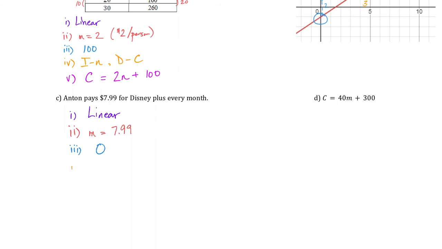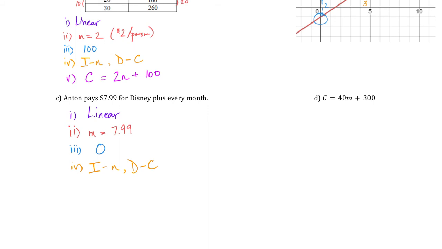My independent and dependent variables haven't been defined. I will likely have to define them. My independent would probably be something like n, for number of months, and probably my dependent would be something like C for total cost.